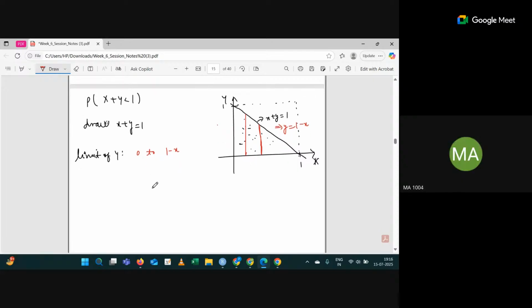So how will you proceed? From 0 to 1 minus x, you have to integrate the joint PDF, which is x plus y, first with respect to y, dy, and then dx. x can take any value from 0 to 1. Would you agree with me? Any doubt?